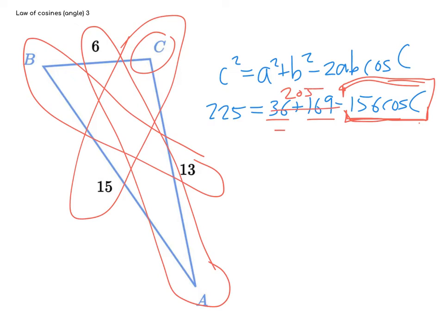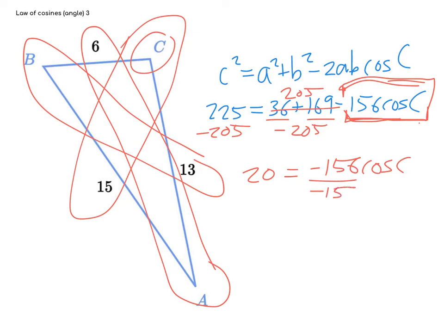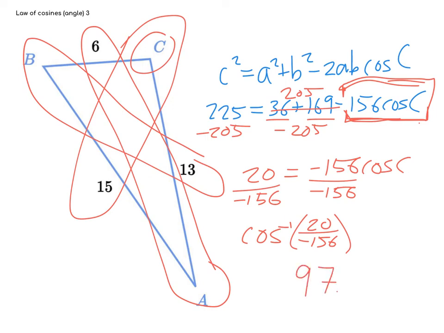And now to get that by itself, I've got to subtract 205 from both sides. And we get 20 is equal to negative 156 cosine of C. Dividing both sides by negative 156, and then throwing that into an inverse cosine function, we end up getting, so second cosine, 20 divided by negative 156, 97.3659 degrees is our answer.